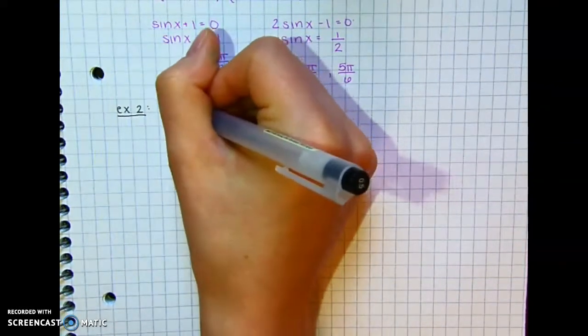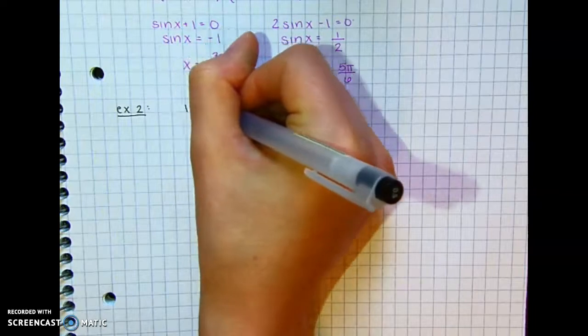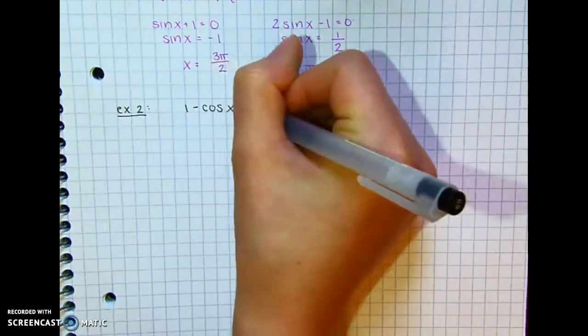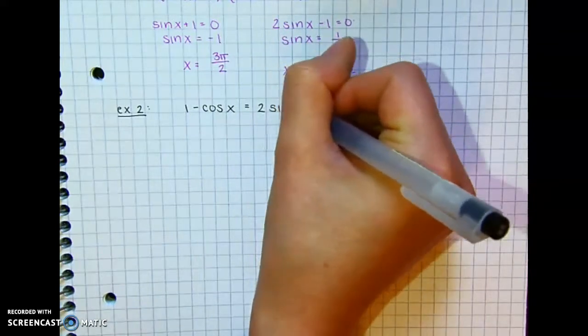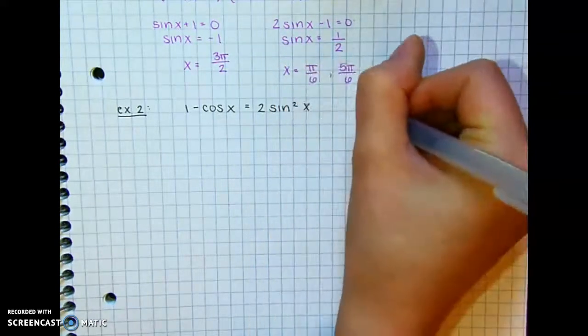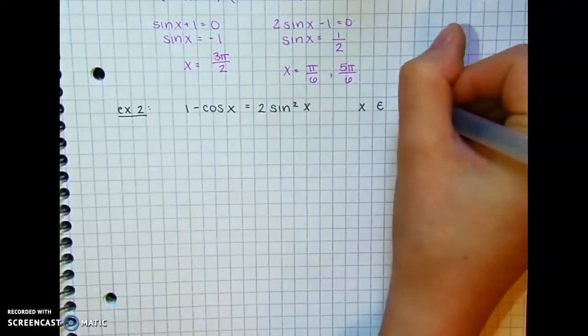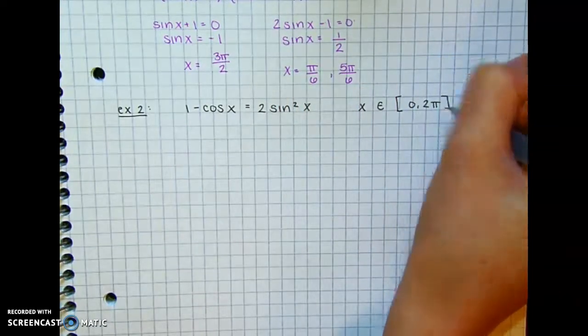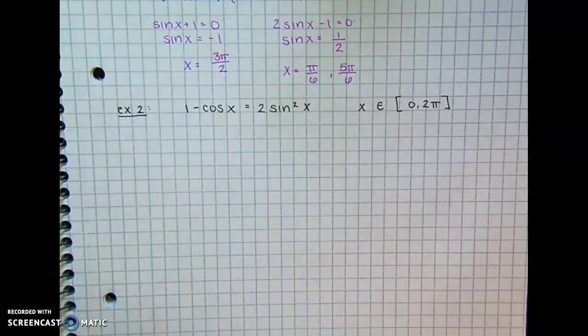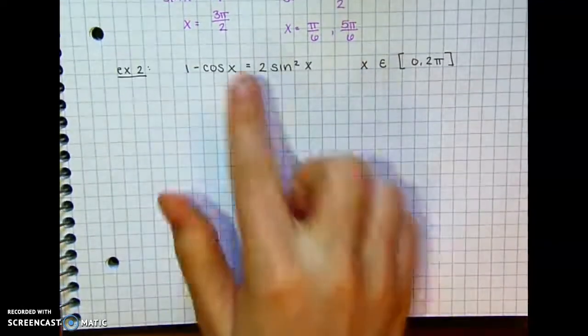1 minus cosine of x equals 2 sine squared of x, and x is an element on the interval 0 to 2 pi again, and I'm going to keep it hard brackets. We'll include the 0 and 2 pi.